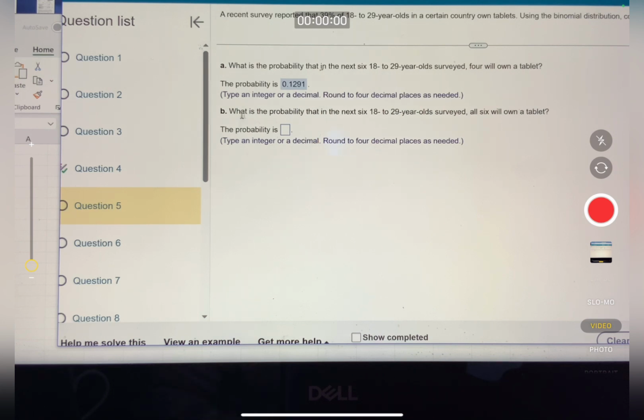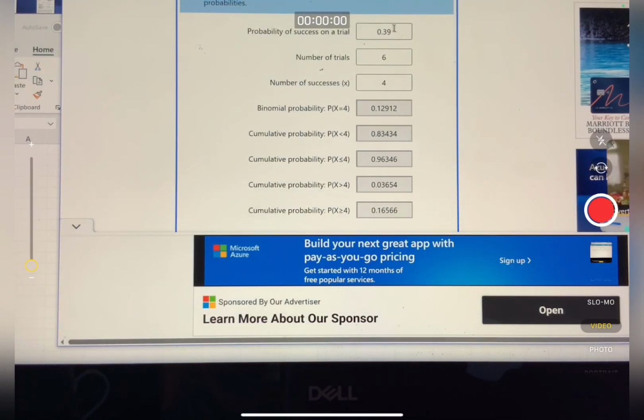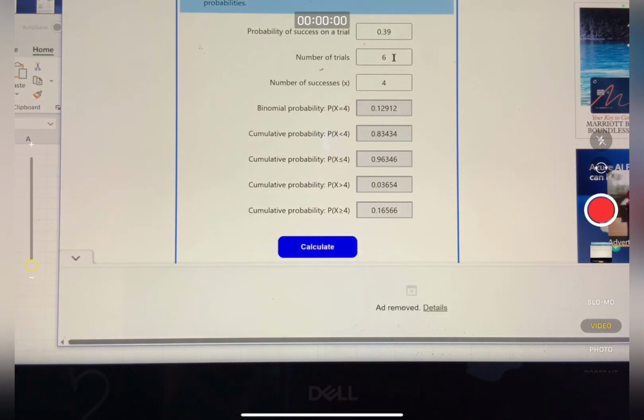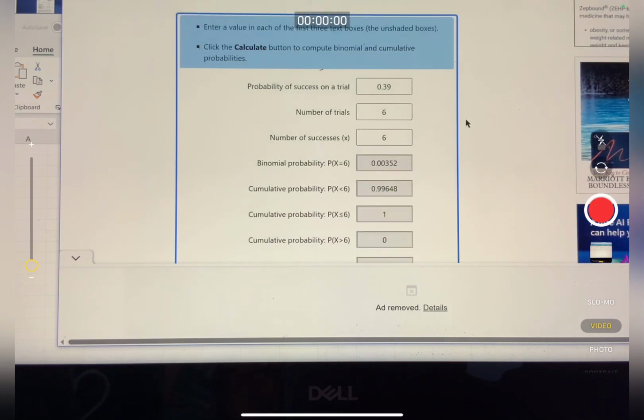So what's the probability that in the next six, that's our n, right, all 6 will own a tablet? All right, so all 6. The probability of success is the same, 0.39, everywhere across the board. So the total number of trials is 6 and the number of successes is also 6. Let's calculate, and we are getting 0.00352.